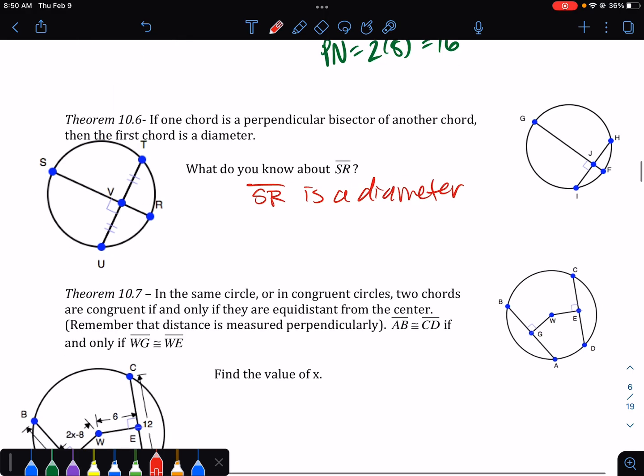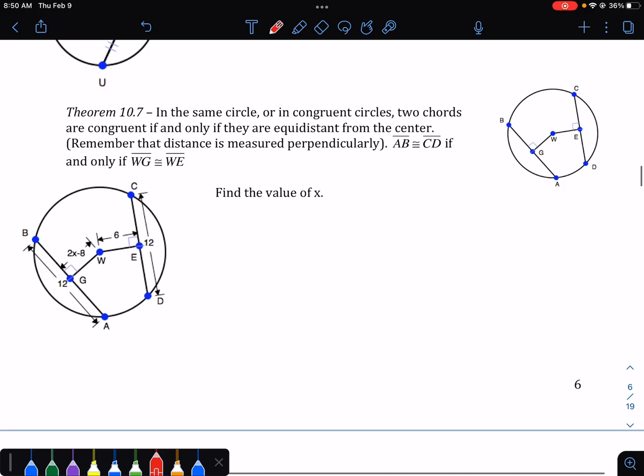Okay. Then we have the next theorem. In the same circle or congruent circles, two chords, remember that's a segment, are congruent if and only if they are equidistant from the center. If and only if means it's true backwards and forwards. So you can switch the hypothesis and conclusion.